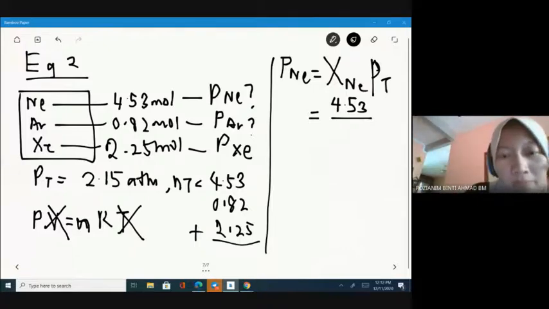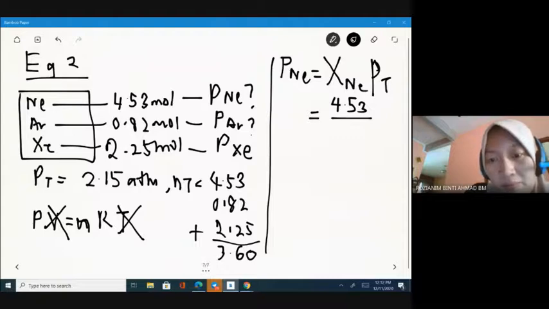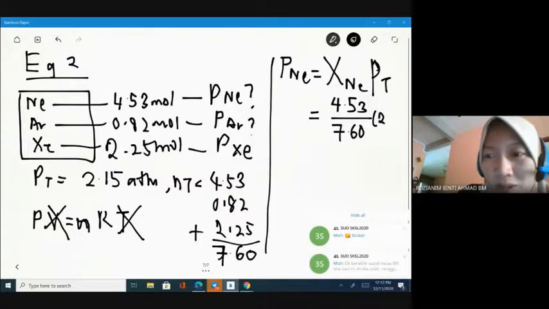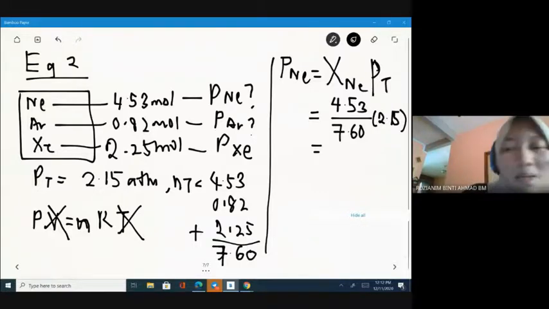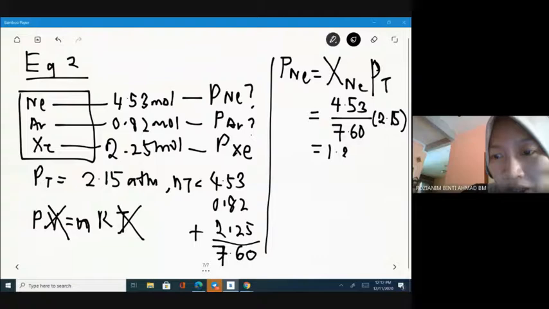7.60. Okay, 7.60. So that means you will divide by 7.60. P total, they already gave us 2.15. So press the calculator. Do you get a similar answer? 1.3 atm. 1.3 atm, is it correct?